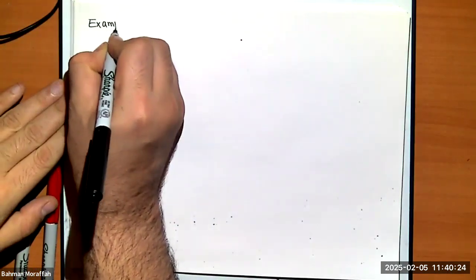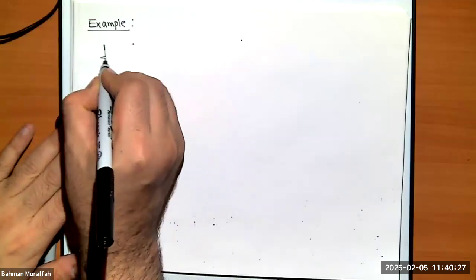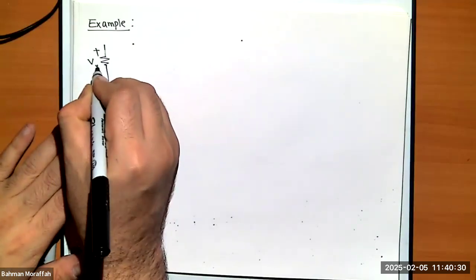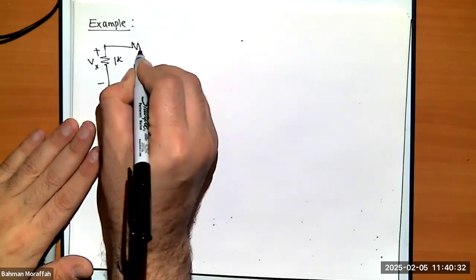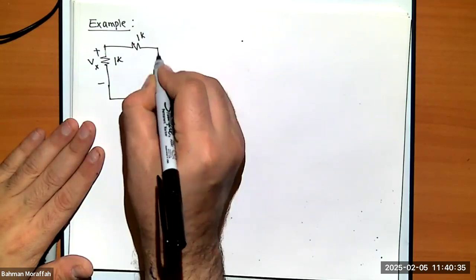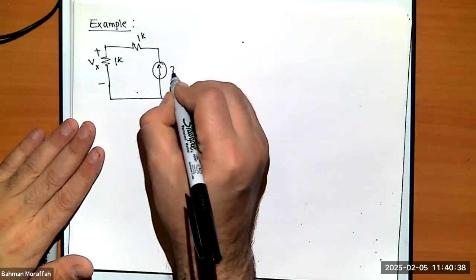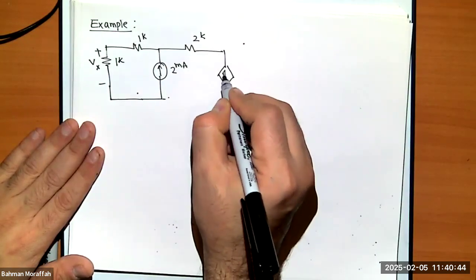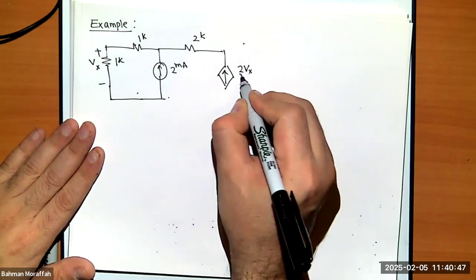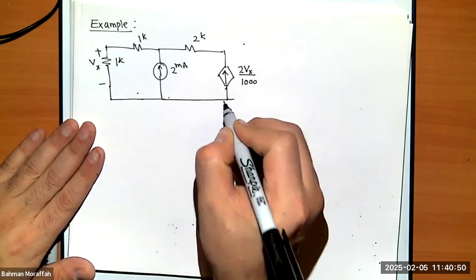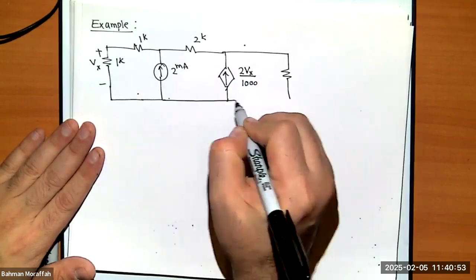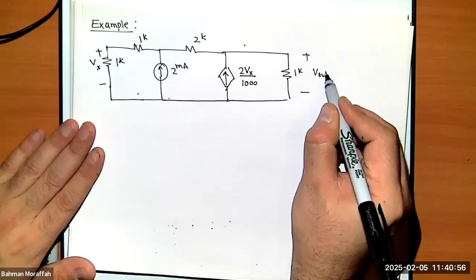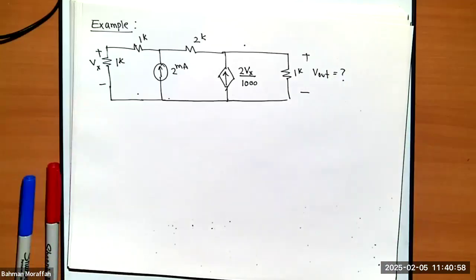Let's do one more example. Let's just say I am given this circuit. Voltage across this is Vx. It's a 1K, followed by another 1K. I have a 2 milliamps source, a 2K, a dependent source with value 2Vx divided by 1,000, and a 1K resistance. And the question is asking me, what is Vout?